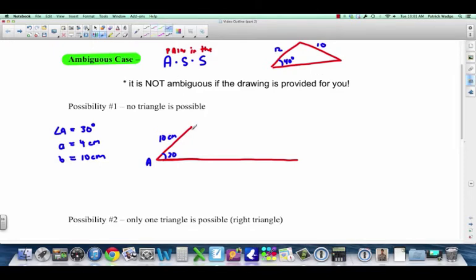The shortest line would be if I went straight down, not at an angle. In doing so, what kind of angle do I make here? I make a right angle. So I now have a right angle triangle. What I want to know is how big this distance is, because whatever distance that is, that's the minimum I need to make at least one triangle. So I have to figure out that distance.